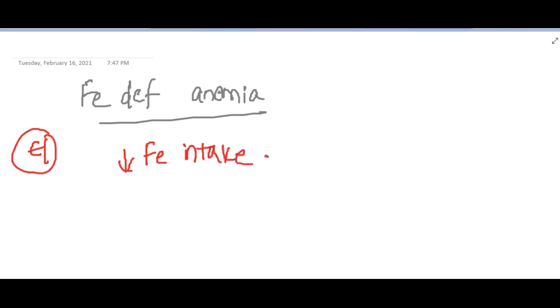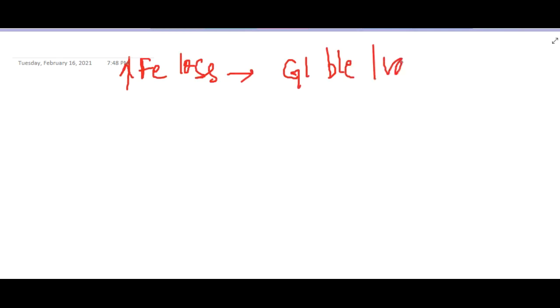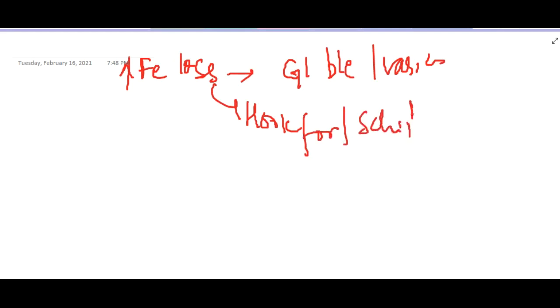Etiology: it can occur due to decreased iron intake. This decreased iron intake can be from decreased intake from diet, or the intake is normal but there is impaired absorption, like in celiac disease, or there can be increased iron loss. This increased iron loss can be from GI bleeding or from varices, or from hookworm infections, schistosomiasis infections, trichuriasis infections or giardiasis infections.